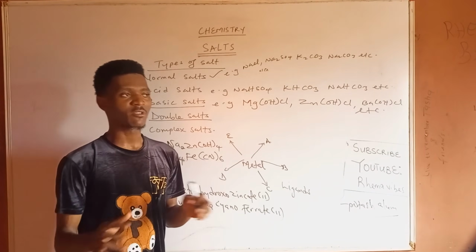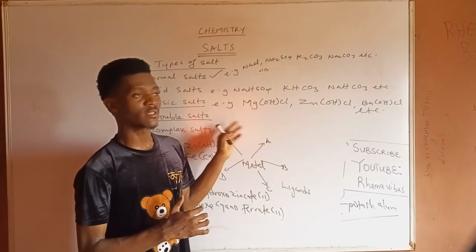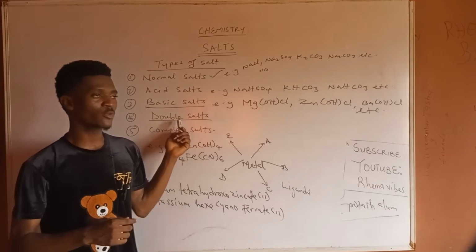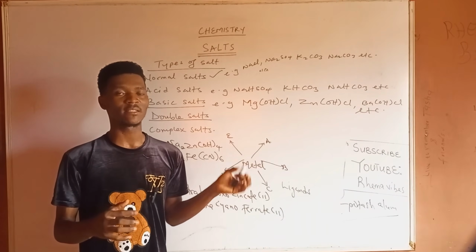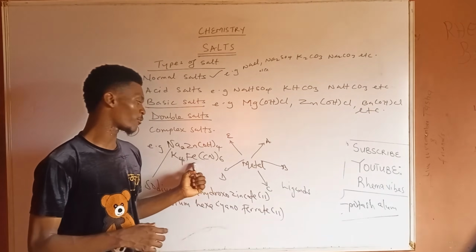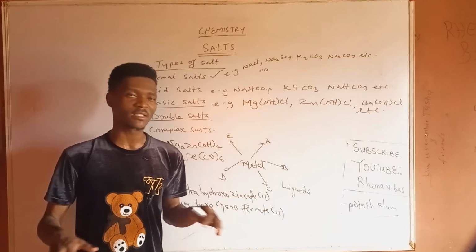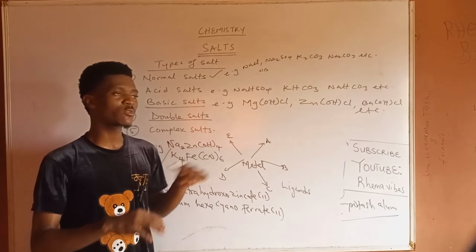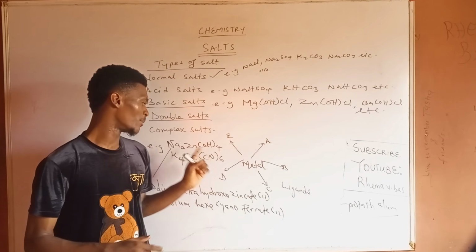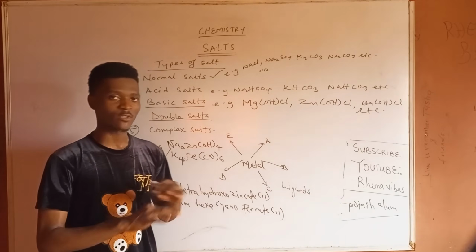The discrepancy in double salts and complex salts is that for double salt, I told you guys that when they dissociate in water, they dissociate into their respective ions. But in the case of complex salt, they do not dissociate completely. This one, double salt, they dissociate completely into their two cations and one anion. But in this case, this one does not dissociate completely.